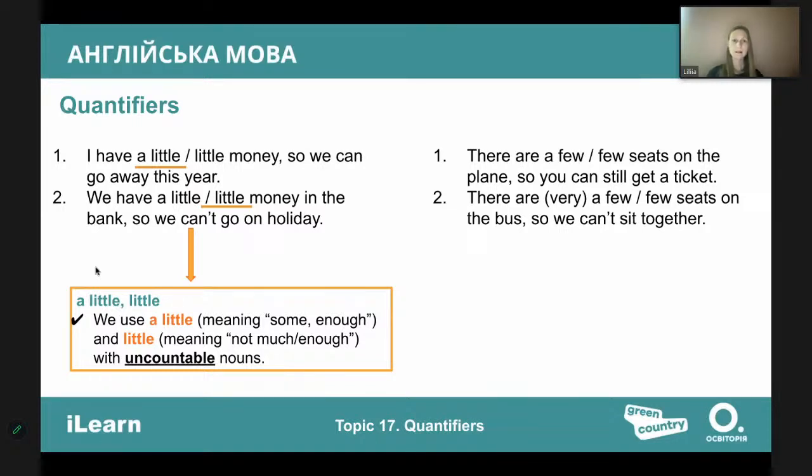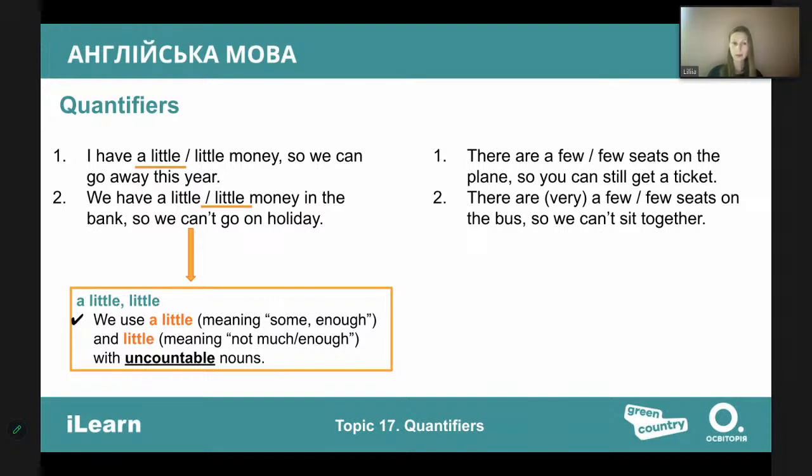So when we say a little, that means enough for some purpose. For example, 20 hryvnias. That's not much money. But for example, oh, I have a little money, so I can buy some snack at the shop, right? У мене є трохи грошей. So we use it in a positive context.